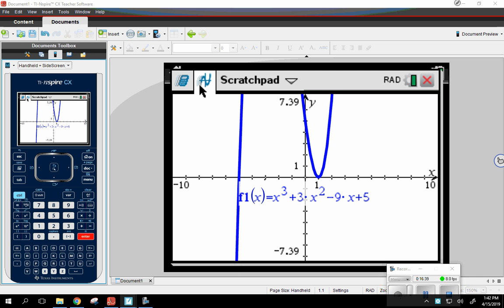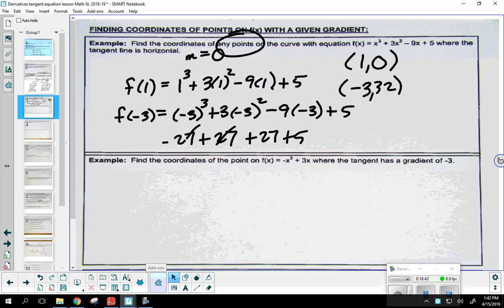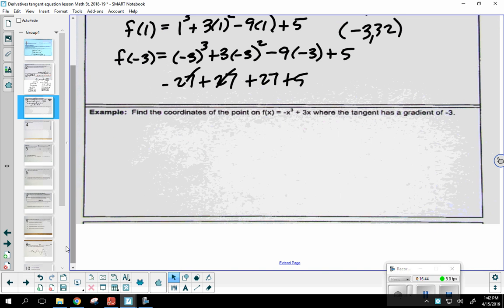All right. And let's get back over here. Okay, next up. Find the coordinates of the point on f equals negative x cubed plus 3x, where the tangent has a gradient of -3. Okay, so it's the same type of problem. Would anybody like to come on up and show me what to do?